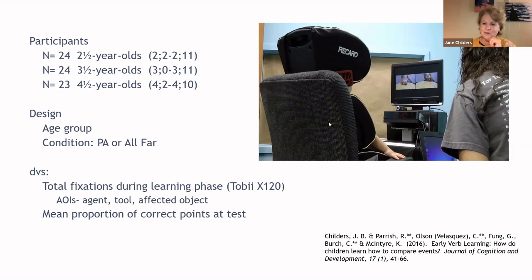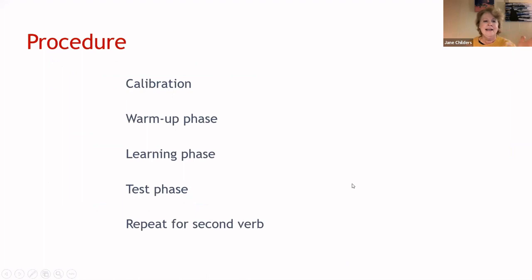And here's what our setup looks like. They sit in this chair. We have the eye tracker down here. This is our older model. We have a newer model too that sits right on the screen, but it gives you an example. So in our studies, we have to calibrate the tracker. There's a warm up to get them used to pointing. Then there's a learning phase, a test phase, and we always show more than one verb.